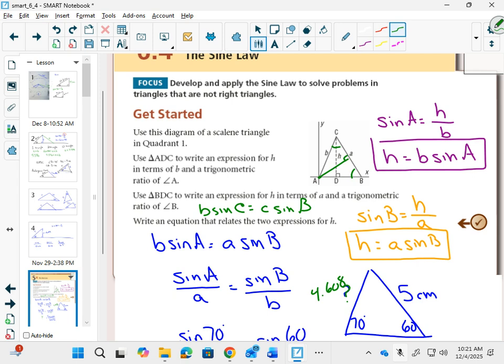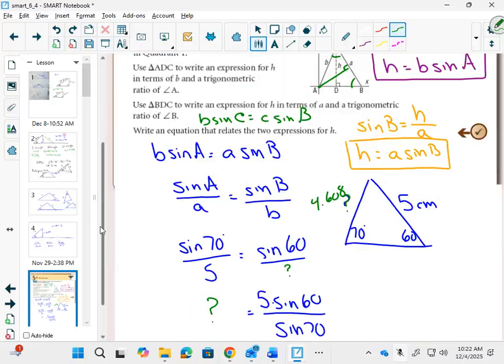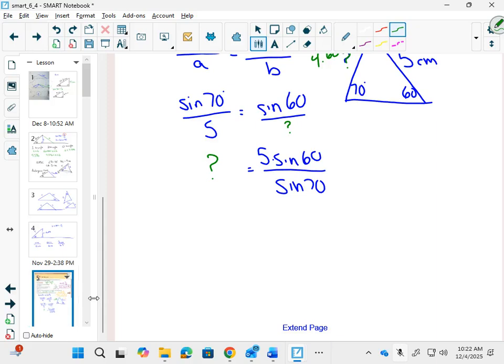And if I rearrange this one, I would get that sine C over C has to equal sine B over B. It's just like switching the letters around, but I would do the exact same thing with a different height. And this is your sine law in its entirety. Because if sine A over A is equal to sine B over B, and sine B over B also is equal to sine C over C, then all three of these are equal to each other.